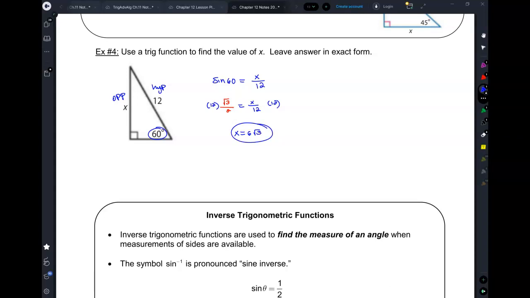Okay? Right, but it said to use a trig function to find the value of it, right? So yes, you could, but it's asking you to do it using the sine, cosine, tangent. Okay?